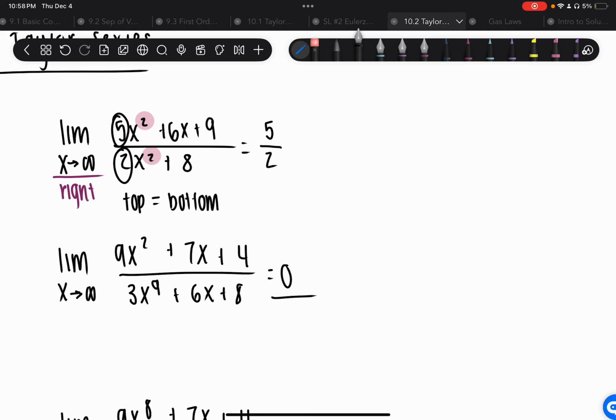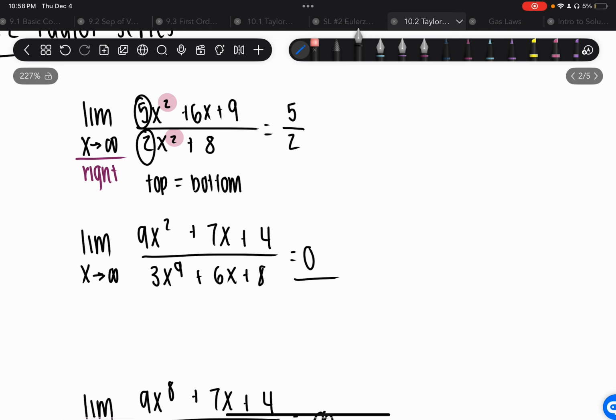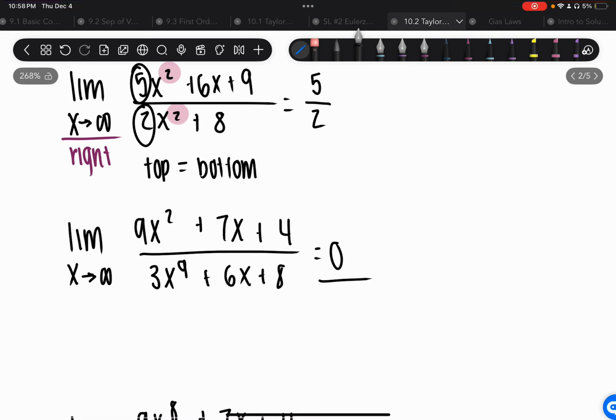So now in scenario 2, where that is different, we have 9x squared plus 7x plus 4 over 3x to the power of 9 plus 6x plus 8. The top power is less than the bottom, and whenever that happens, our answer is going to be 0.